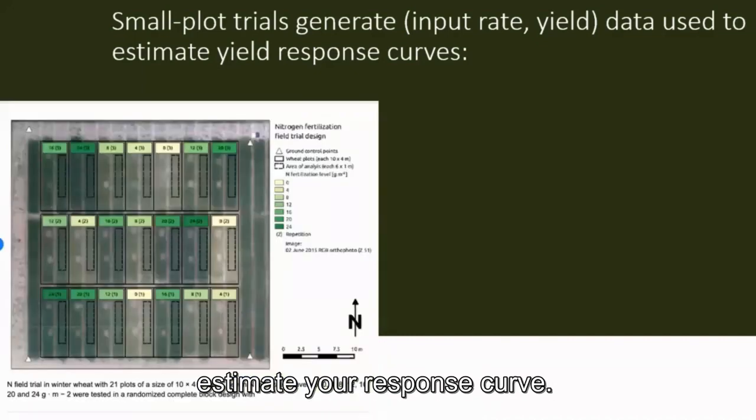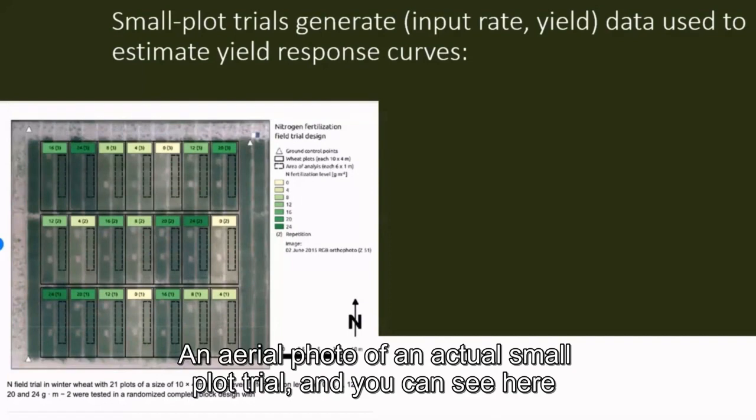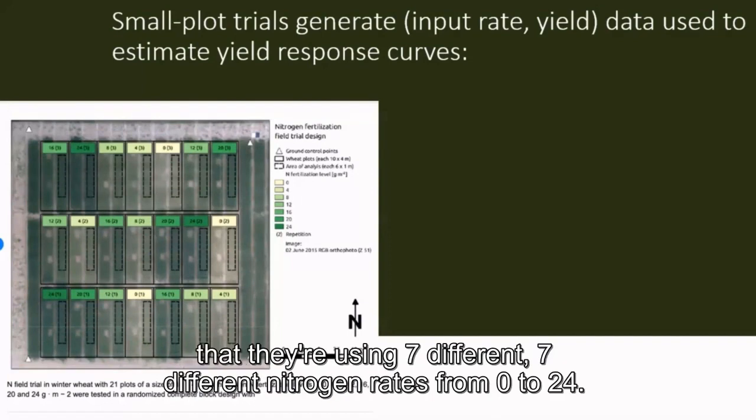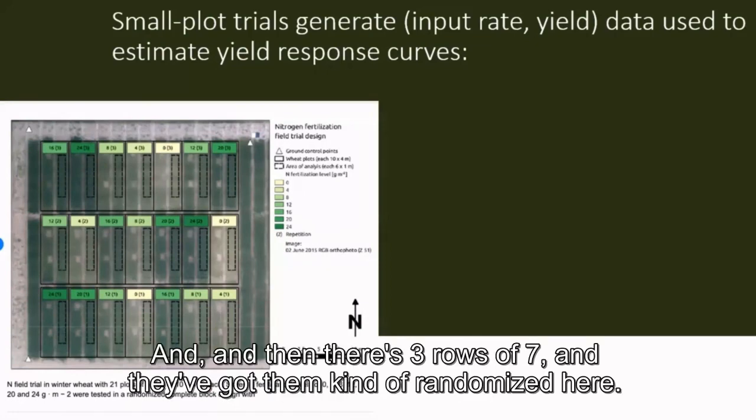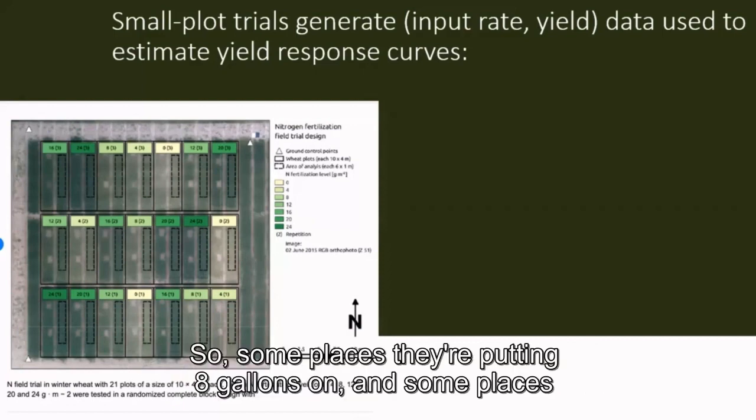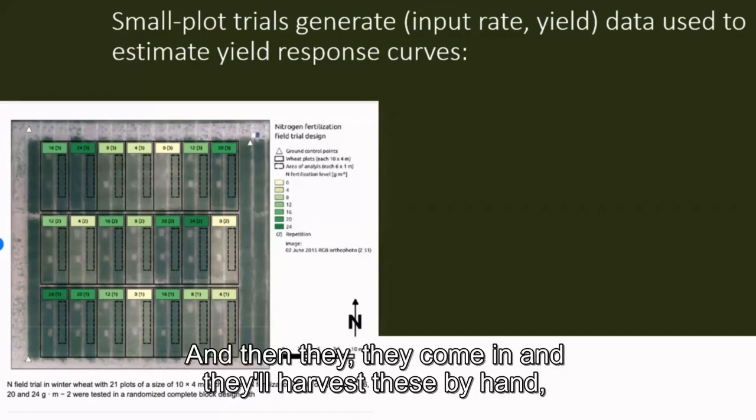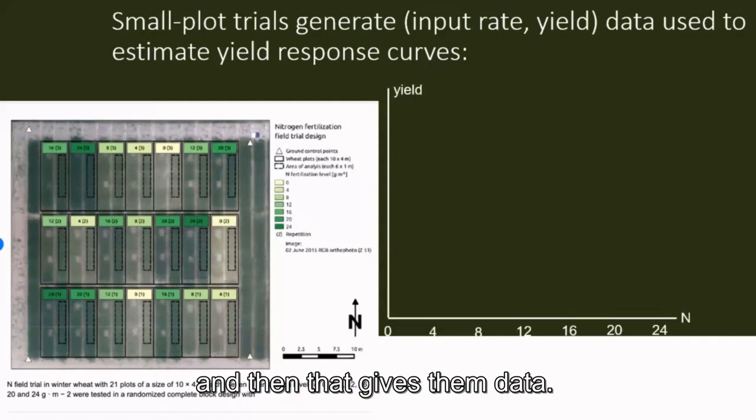All right. Small plot trials generate input rate and yield data used to estimate yield response curves. So here is an aerial photo of an actual small plot trial. And you can see here that they're using seven different nitrogen rates from 0 to 24. And then there's 3 rows of 7, and they've got them kind of randomized here. So some places they're putting 8 gallons on, and some places they're putting 0 gallons on. And then they come in and they'll harvest these by hand. And then that gives them data.